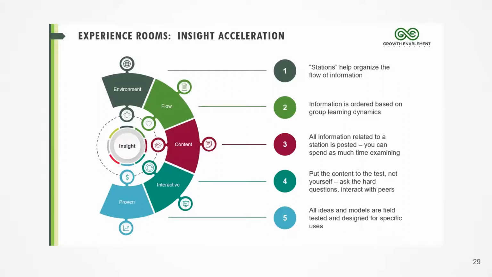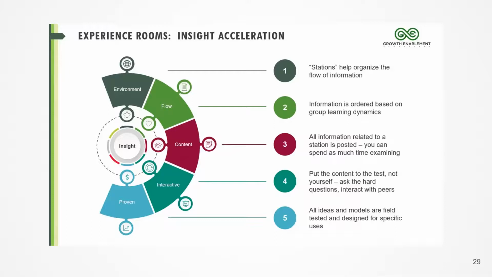You have to have content, so there have to be reports, tangible things for you to react to. It has to be interactive or else you won't be engaged. And all of the approaches have to be proven. They must be proven. So I said, this is how it's going to work. In the environment, that's this part here, stations help organize the flow of information. So the environment is stationed, or chunked, organized. This is an example of a gated sales process or any kind of gated approach.